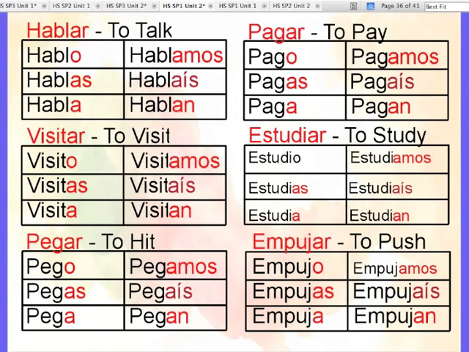And then here are just six regular AR verbs for you to study, for you to look at, for you to use as an example.